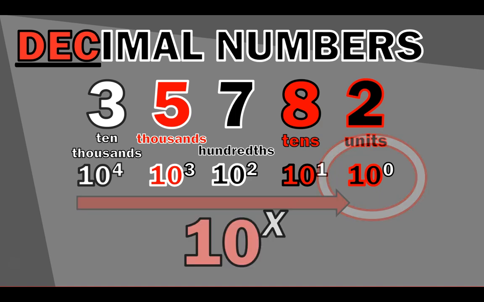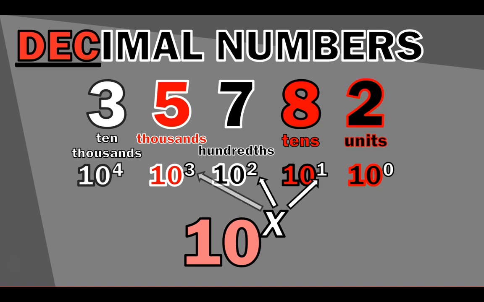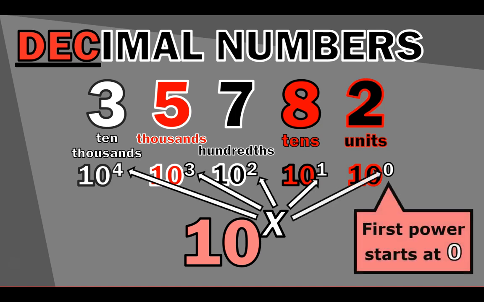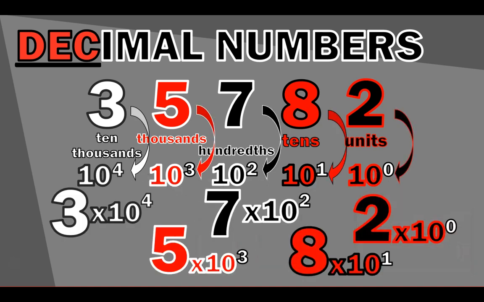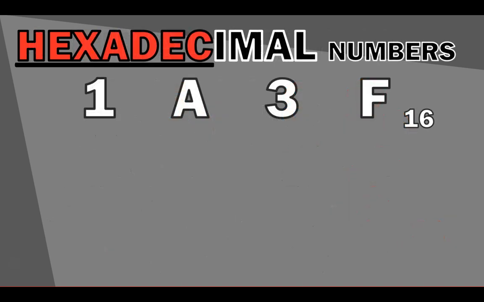So let's think about a decimal number as each column is basically the number system, in this case a 10, to the power of counting numbers going up, remembering that the first one always starts at 0. Then we multiply each digit with its own column value, and then we add up these values to get the decimal number. Now let's apply the same logic to a hexadecimal number, like 1A3F.